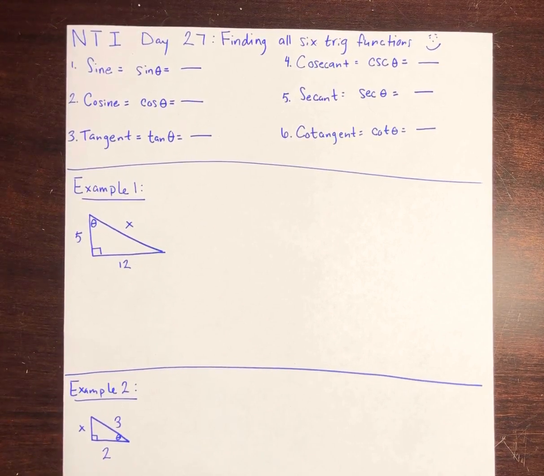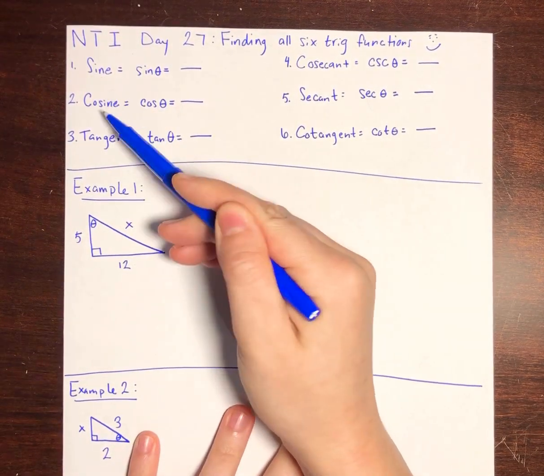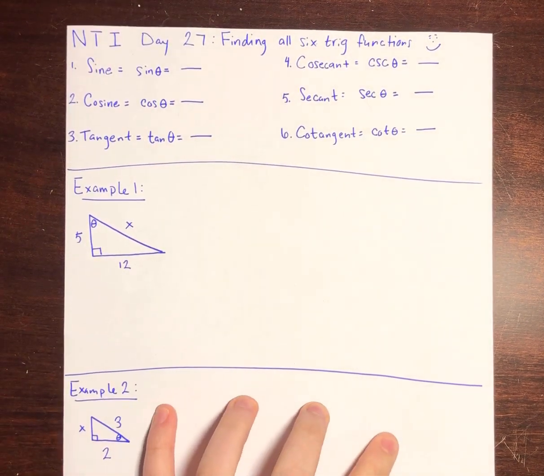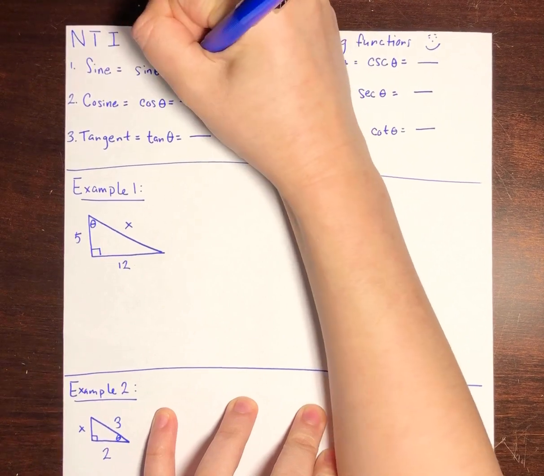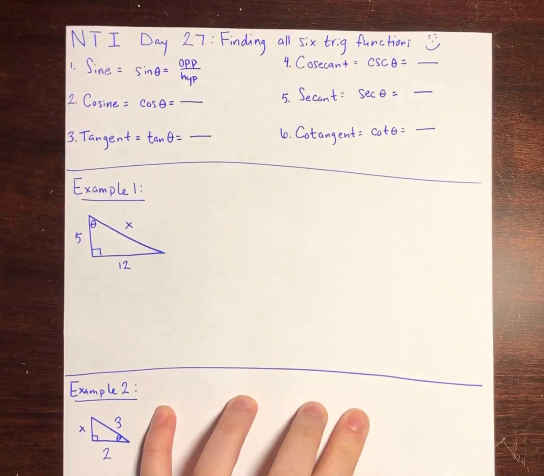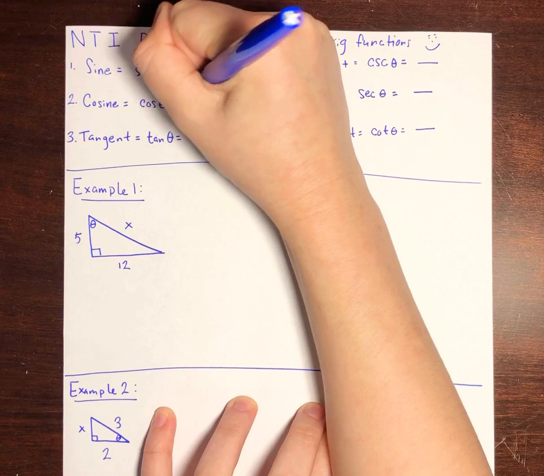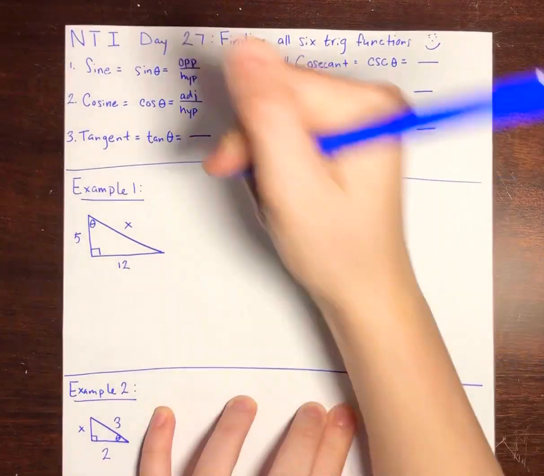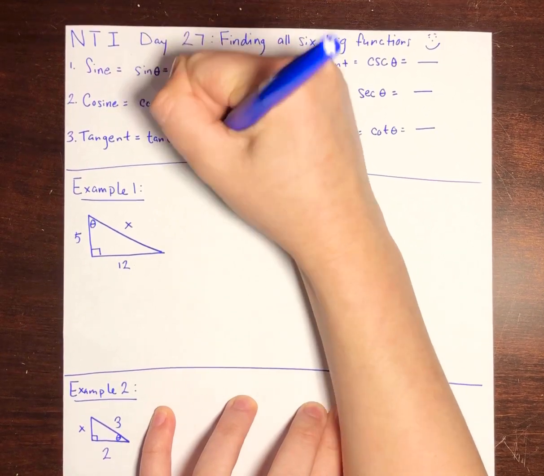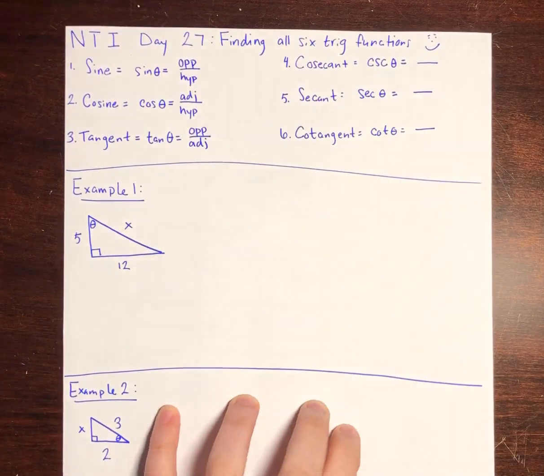As always, feel free to grab a piece of paper and write down the notes along with me if you would like to. So we've already learned about 3 of our trig functions, and that's sine, cosine, and tangent. And just as a reminder, sine is always opposite over hypotenuse. Cosine is adjacent over hypotenuse, and tangent is opposite over adjacent.